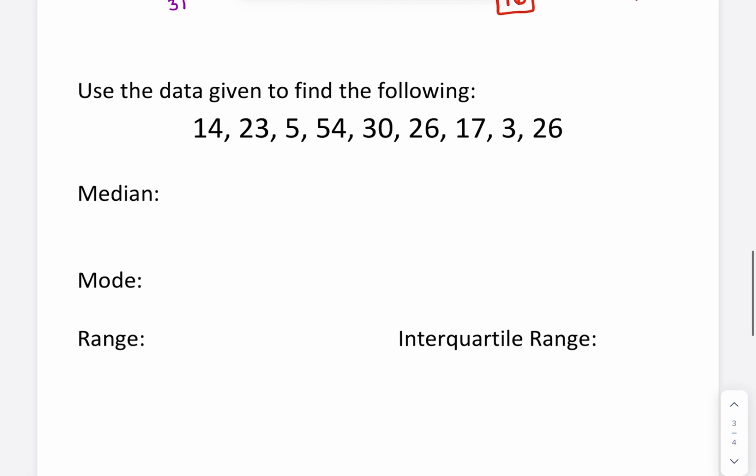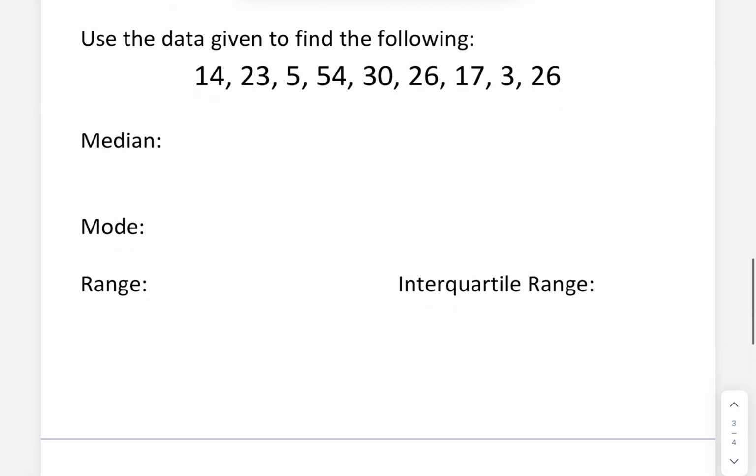So let's do our last one. Okay, I'm gonna zoom out a little bit so we can see good. All right, first thing is we have to put these numbers in order. So my smallest number is a 3, and I'm gonna write that down here at the bottom so we have room to work. So 3, 5, 14, what's our next one?